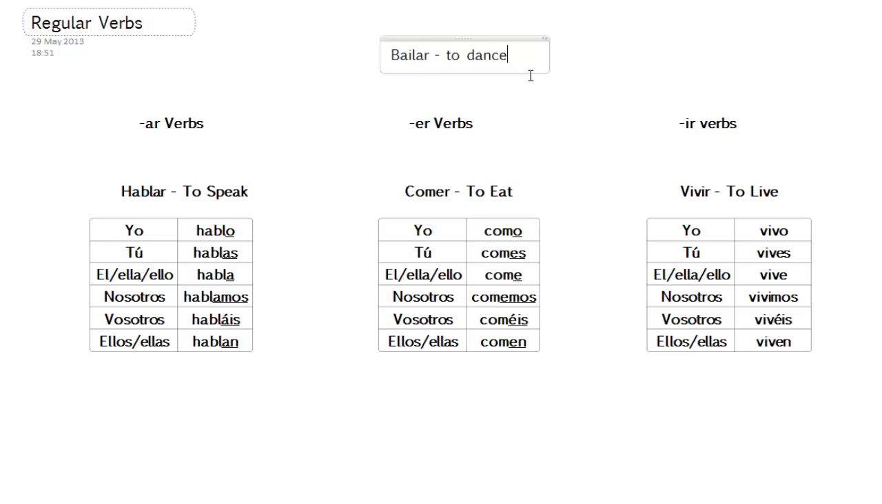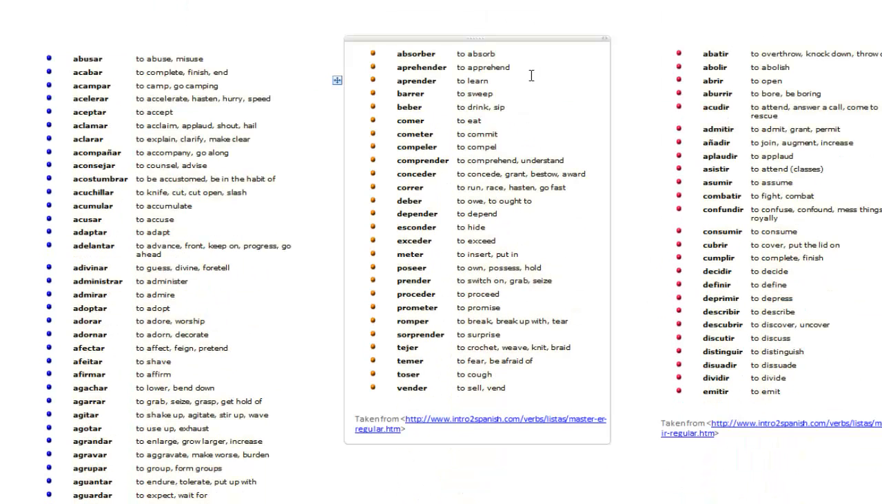Y them over there, ellos bailan mucho. So that's how you do it. And you can pick a verb. You can get any of these lists. You just go on the thing.